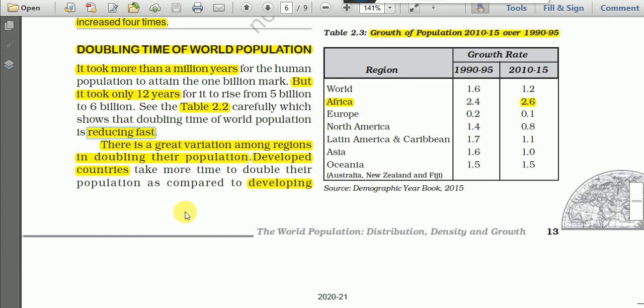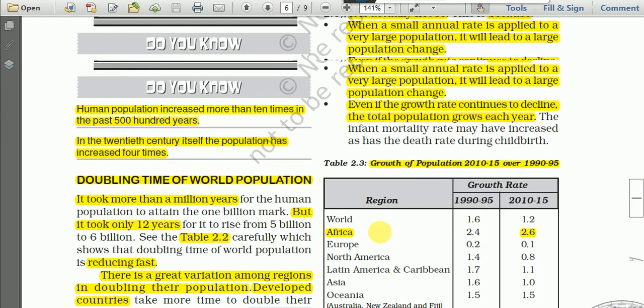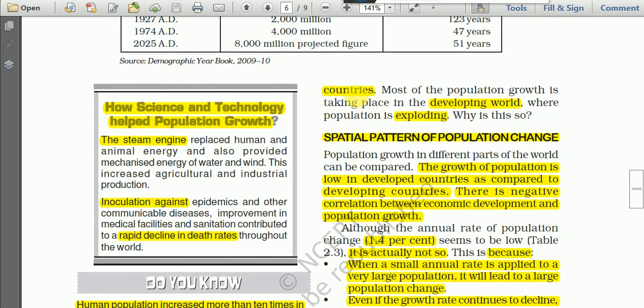That means there is a rapid increase in the population of the world, and there is a great variation among the regions in doubling their population. There is spatial variation on the earth's surface in doubling their population. Developed countries, American countries, then European countries take a longer time to double their population as compared to developing countries like India, Bangladesh. So we take less time to double our population. Most of the population growth is taking place in the developing world, like Indonesia, Bangladesh, Pakistan, India, where population is exploding.